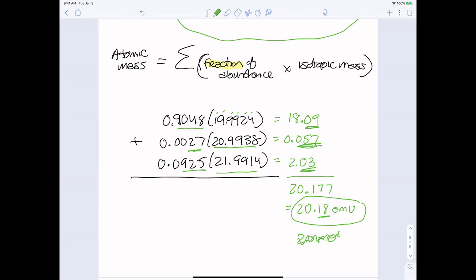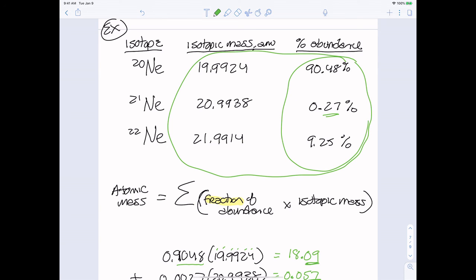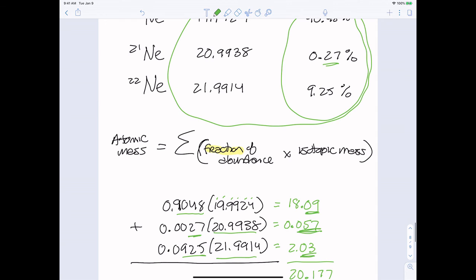So kind of the two biggest mistakes that students make on these, one is significant digits. The second one is forgetting to unpercent this. Again, I know unpercent isn't a word, but it works. So instead of multiplying it by 0.9048, they multiply it by 90.48. And then your answer is way off.